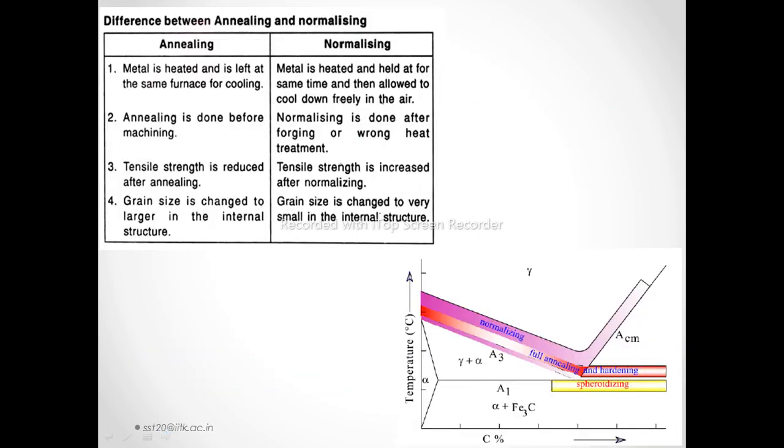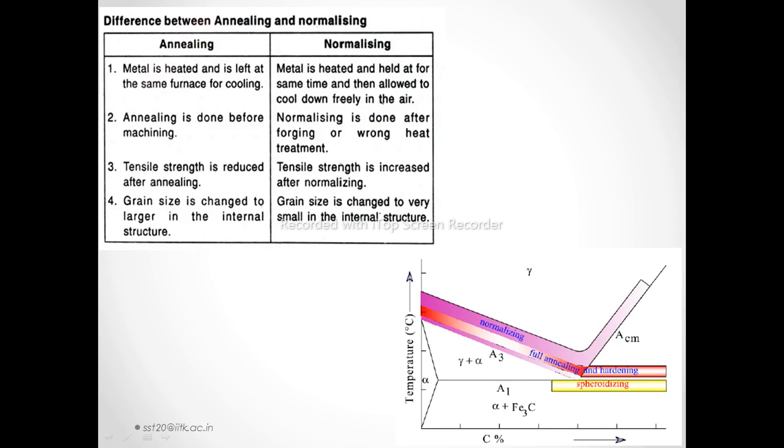So next is the most debatable and most important question asked in most interviews as well as competitive exams. What is the difference between normalizing and annealing? In annealing we get a pearlitic structure, and in normalizing also we get a pearlitic structure. So why do we have to do annealing? Why do we have to do normalizing? The metal is heated and left in the same furnace for cooling. This is the annealing process.